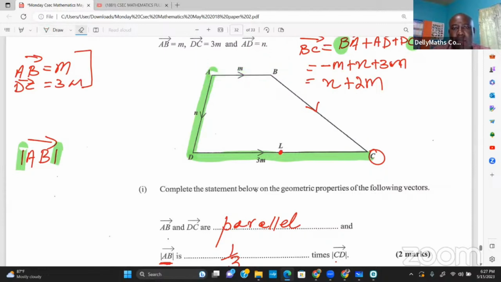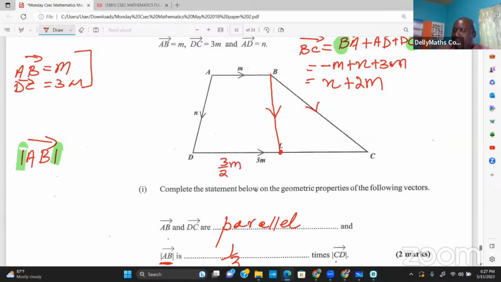Let me clear the diagram up a little bit now. All right, here we go. So we want to find BL, that direction. Now, because L is the midpoint, then from D to L is going to be 3 over 2 M. And then from L to C will be 3 over 2 M. Because what you did was split that 3 into 2 equal pieces, right? So you're moving like that based on information.